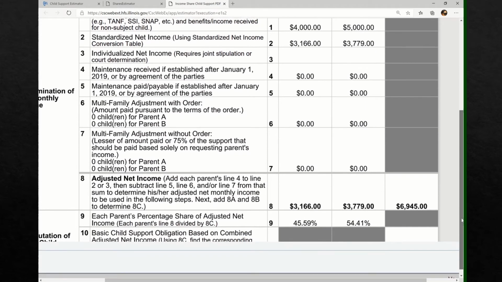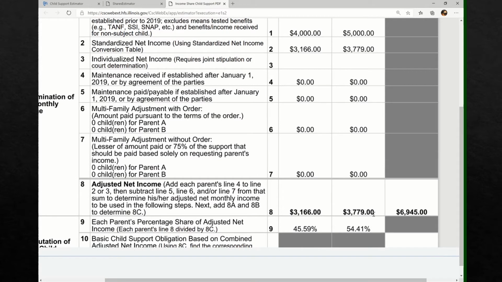Let's go down. So basically what it has done, it has now just taken the 3166 and entered that here, of course, because all of these numbers are 0, and taken the 3779 and entered that here. And this becomes a total, the combined net income of the parents. Now the parents are jointly responsible for supporting the child, which means that it's the joint income that determines how much child support the two of you are obligated to together.